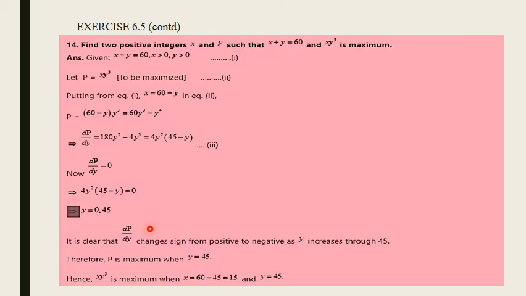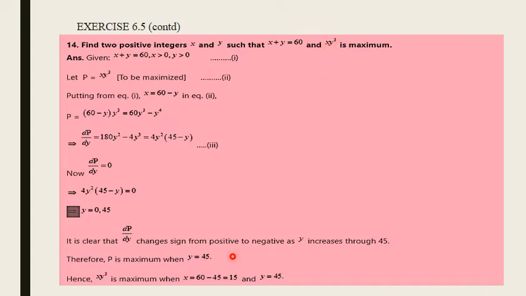Now here we are deleting the value y as 0, because when one of the numbers is 0, we know it is meaningless. So we delete y equal to 0. So P is maximum when y is equal to 45. So xy cube is maximum when x is equal to 60 minus 45, that is 15, and y is 45.